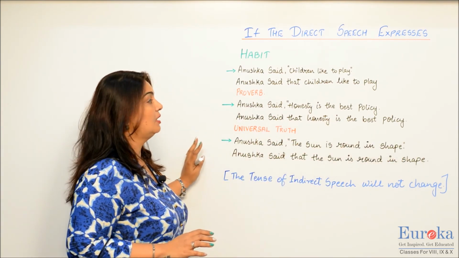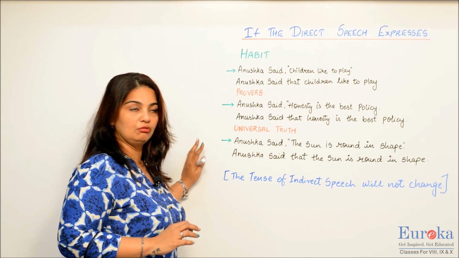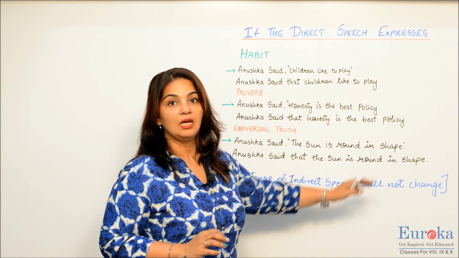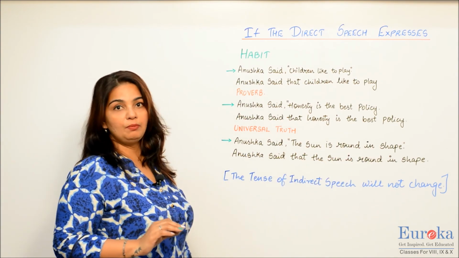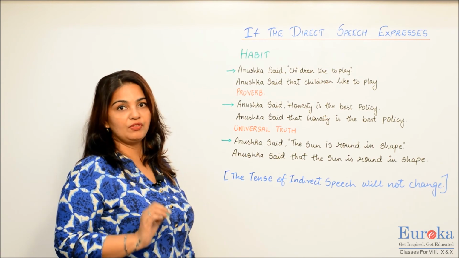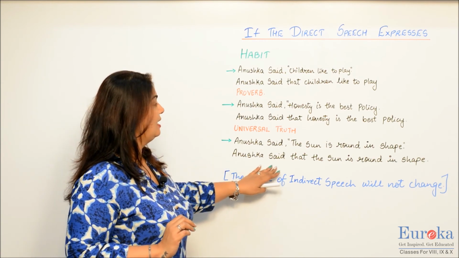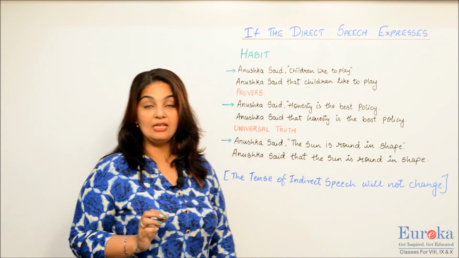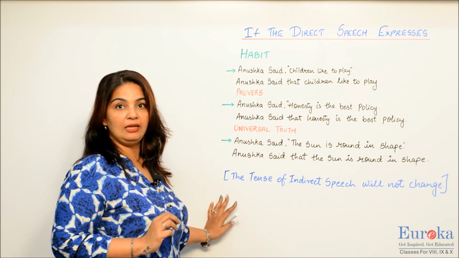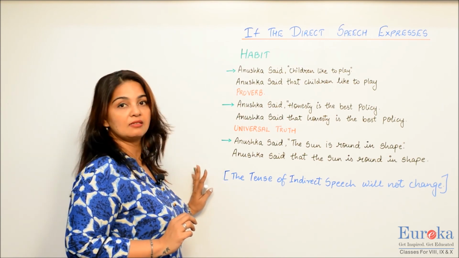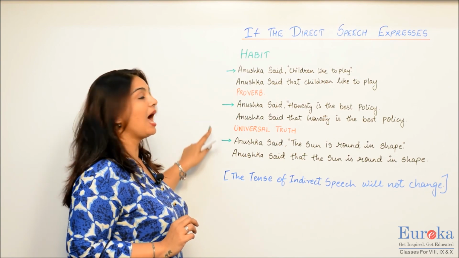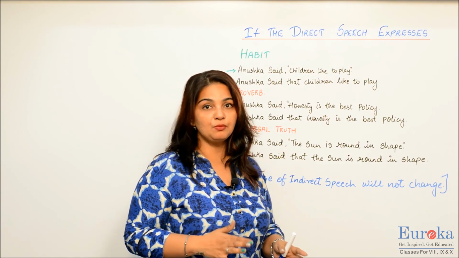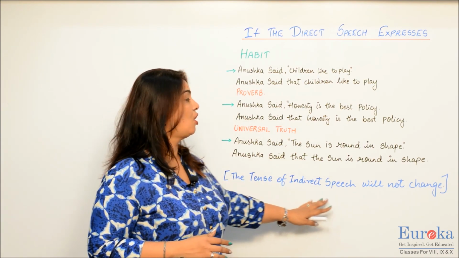And the last one is known as the universal truth. Anushka said, "The sun is round in shape." Again, over here, students, we will not be touching the tense of the sentence. Anushka said that the sun is round in shape. So please remember the most important thing about these three facts: habit, proverb, and universal truth. That when we convert it from a direct speech into an indirect speech, the tense will not change.